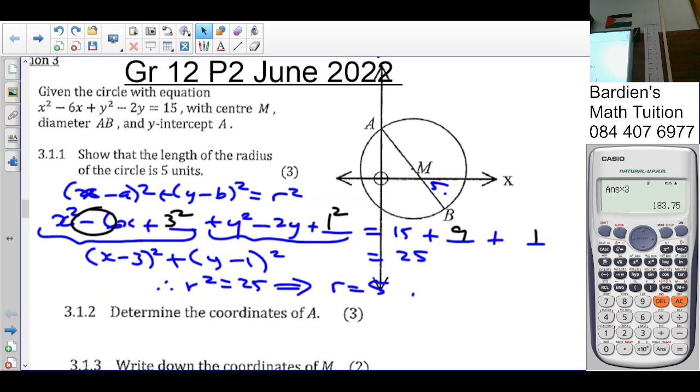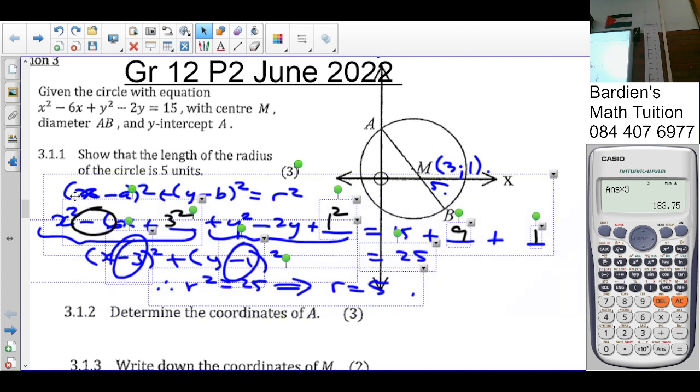I'm just going to remove this here. So your M value is going to be taken from here as well. So it's (3, 1).